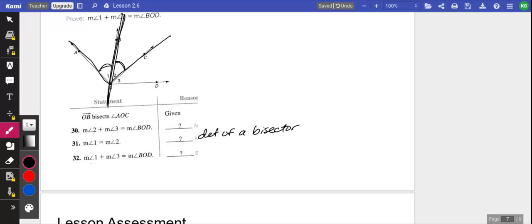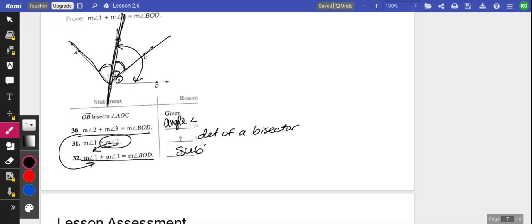Now, how do I know that if I take measure of angle 2 plus the measure of angle 3, that would add up to BOD? And that goes back to chapter 1, and that is just simple angle addition. Now, how can I write then, instead of angle 2 plus 3 equals BOD, how can I rewrite it as angle 1 plus 3? Well, all I did was use substitution.